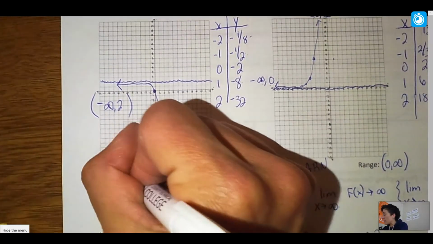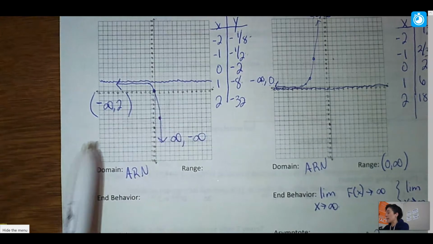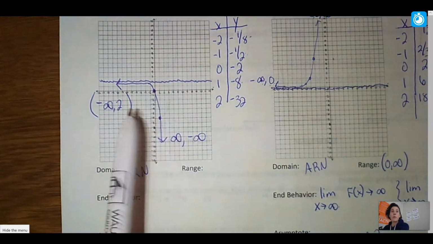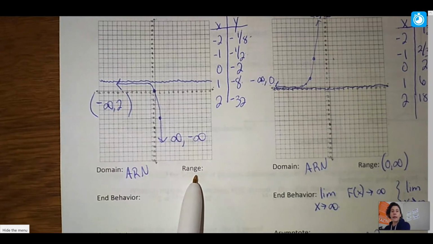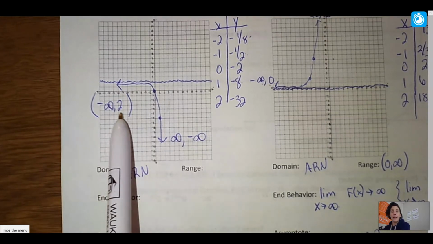So as far as domain goes, if you haven't realized this yet, domain on every single graph is always all real numbers. Nothing's going to stop it moving left and right. What will stop it is something moving up versus down. So you're going to always see a number value on your range. So my smallest y and my biggest y.